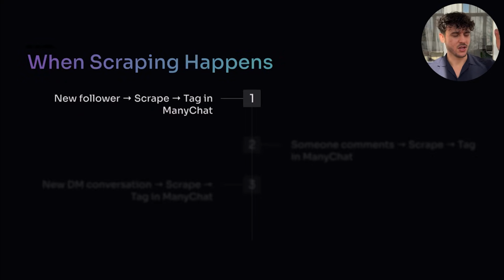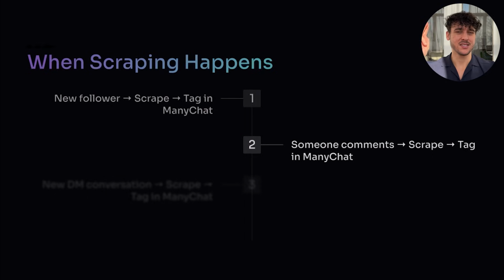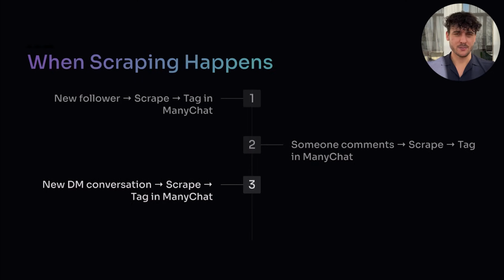The first option is a new follower comes in, we scrape their profile, and then we add a tag in Manychat if they're qualified, along with all of the details that we scraped from their account. The second option is somebody comments, we scrape their profile, and we tag them in Manychat along with all the details that we scraped about their account. And the third option is we start a new DM conversation, scrape the person that we're having the conversation with, add the tag, and all the details that we scraped about the lead inside of Manychat.